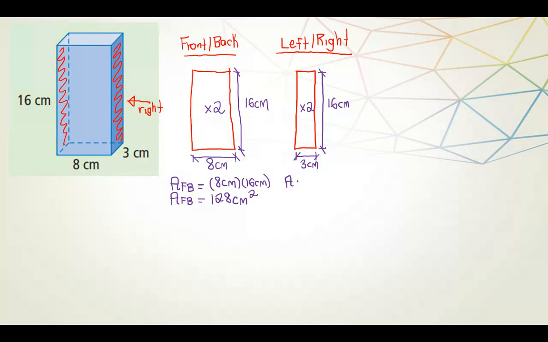So we'll write down A, and I'll say ALR. So ALR means the area of the left or the right face. Once again, it's a rectangle, so the area of a rectangle is just length times width. So you'd go 3 centimeters multiplied by 16 centimeters. And then the area of the left or the right face, 3 times 16, would be 48 square centimeters.